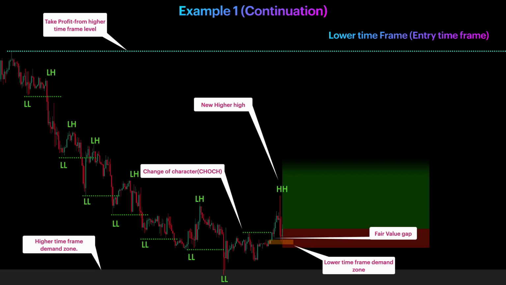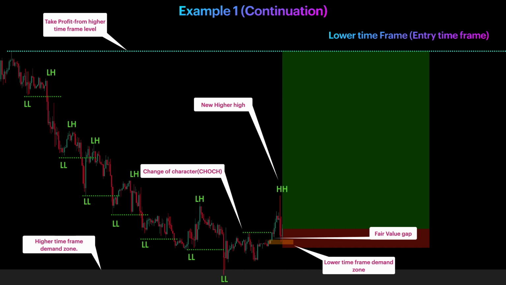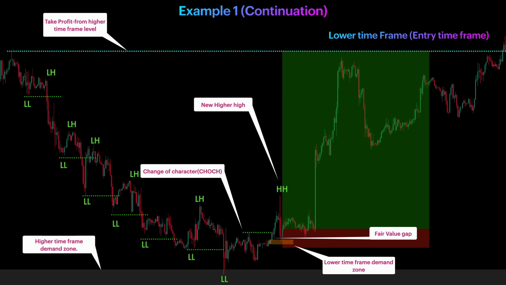Now, for entry, what we can do is wait for the price to touch the lower time frame demand zone and close with a bullish candlestick. Then, we can enter the market with calculated risk. In the market, you have to be patient to see results in the long run. As you can see, our trade hit our take profit level.